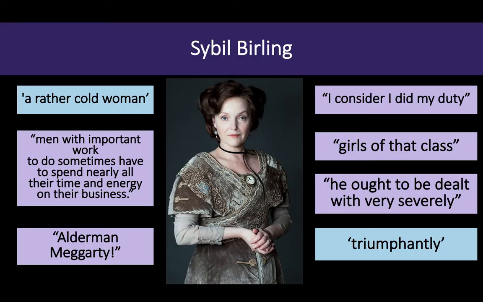But look at how naive she is as well. When Sheila talks about Gerald going missing one summer, she didn't really get to see him much. She lectures, you might argue, or patronises Sheila and says "men with important work to do sometimes have to spend nearly all their time and energy on their business." Now that's quite naive, because we later find out that the reason why Sheila didn't see her Gerald at that time is because he was having an affair with Eva Smith. So there's a great naivety to Sybil Burling, even though she's very self-assured, very much therefore like Arthur Burling.